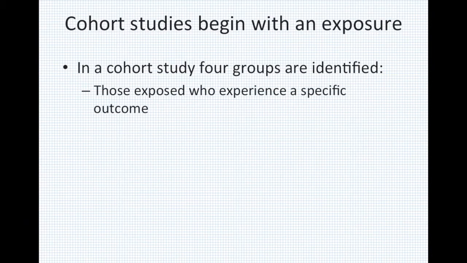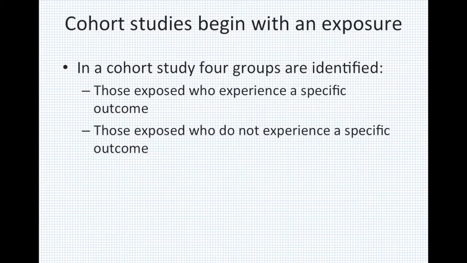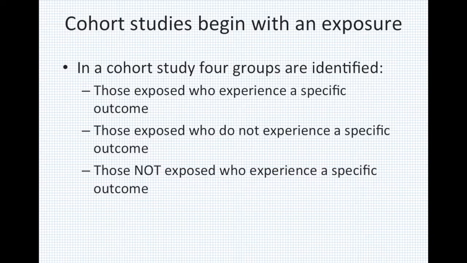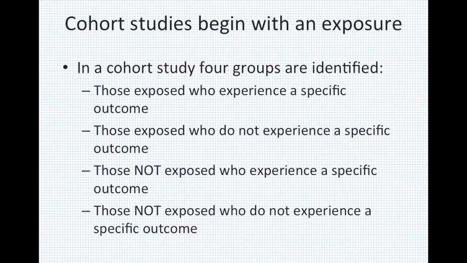In a cohort study, 4 groups are identified. The first group is those exposed who do experience a specific outcome. Those exposed who do not experience the outcome in question, those who are not exposed but who do still experience the outcome in question, and finally, those who are not exposed who do not experience the outcome in question.